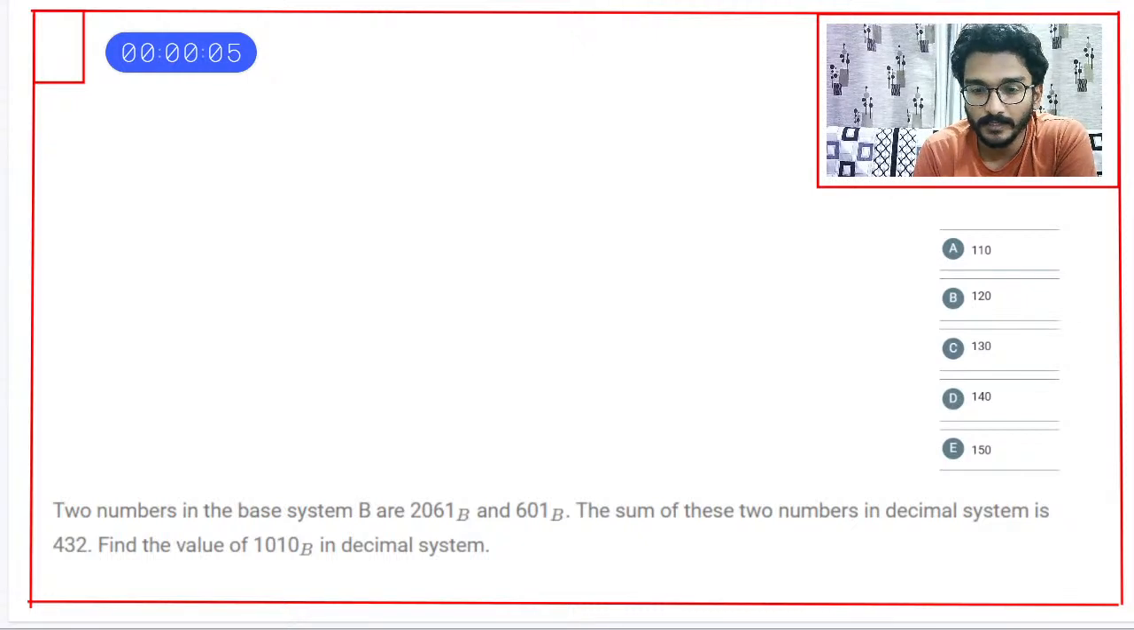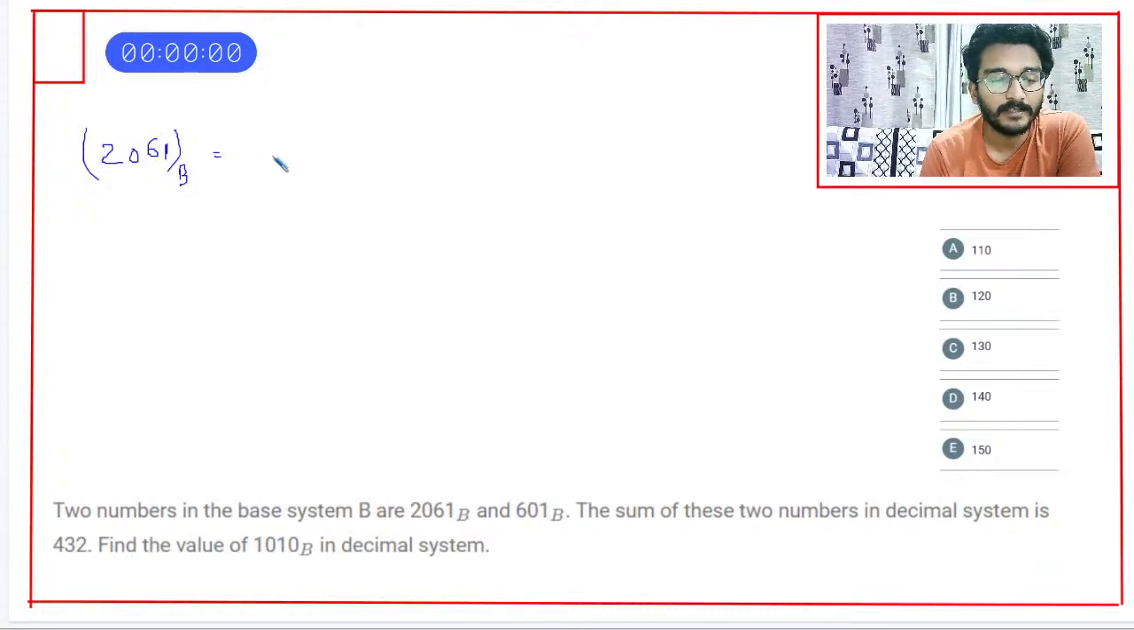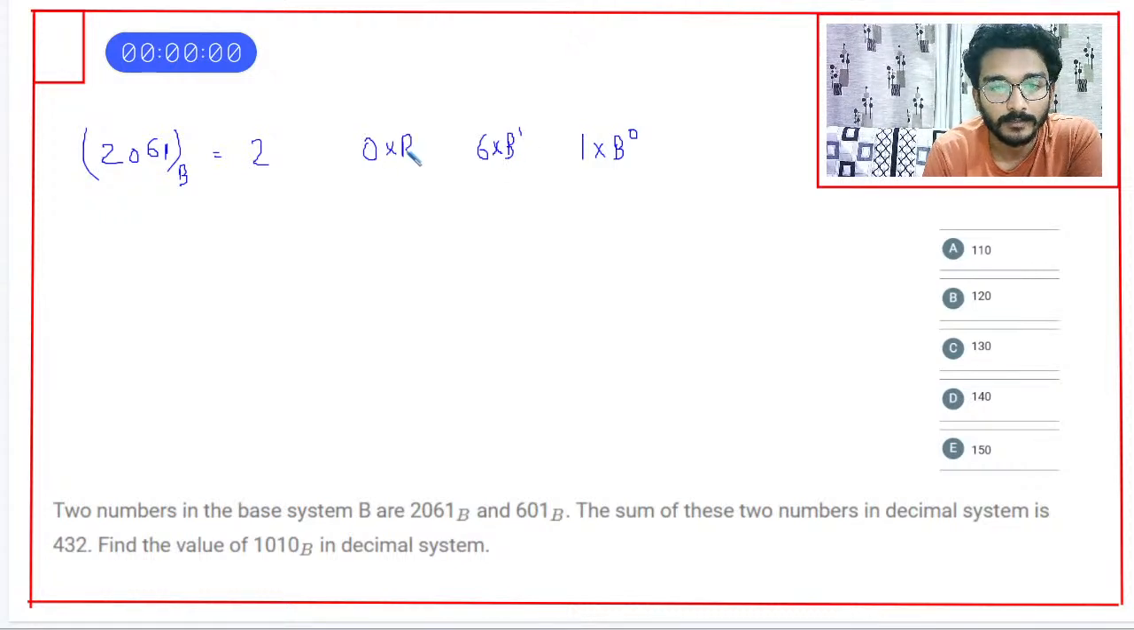Any idea? 130. Okay, with a bit of jugaad the answer will come, so 2061 in the base B. We have discussed these number system topics in the previous classes also. So what we have to do, we have to multiply each digit with the power of B. So 1 is multiplied by power of 0, 6 is multiplied by power of 1, like this. So it is basically 2B cube plus 6B plus 1.